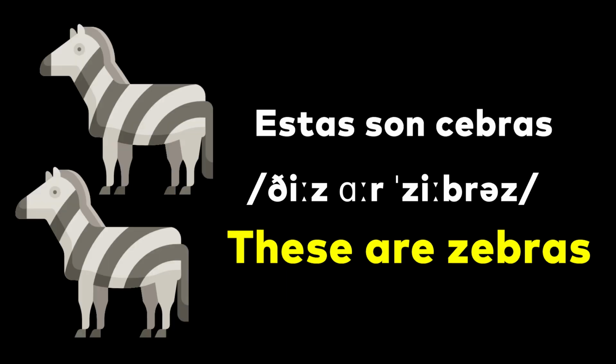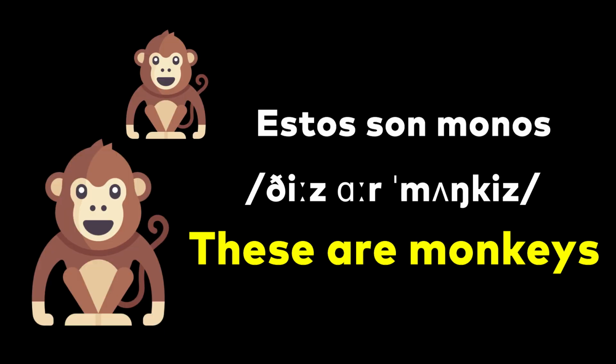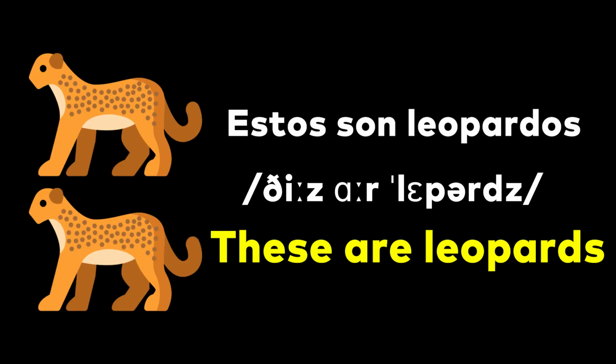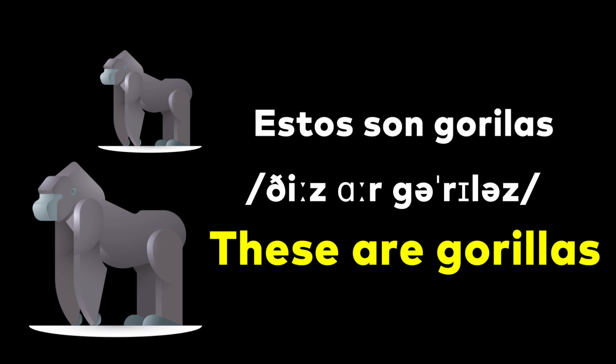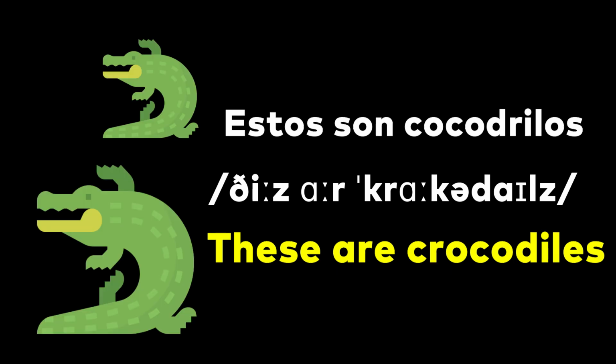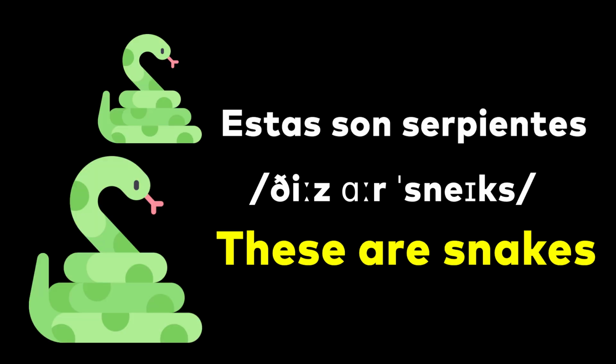These are zebras. These are monkeys. These are leopards. These are gorillas. These are crocodiles. These are snakes.